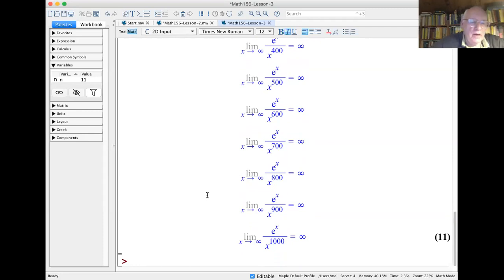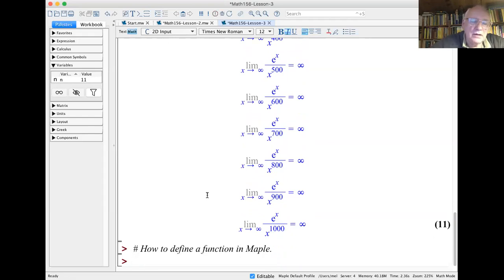Derivatives. Well, we have to know how to define a function in Maple. So if you want the function, for example, f of x equal x squared, that means you want something f, where if you put in, for example, f of 3, you get 3 squared or 9. So the syntax to define a function is the following.